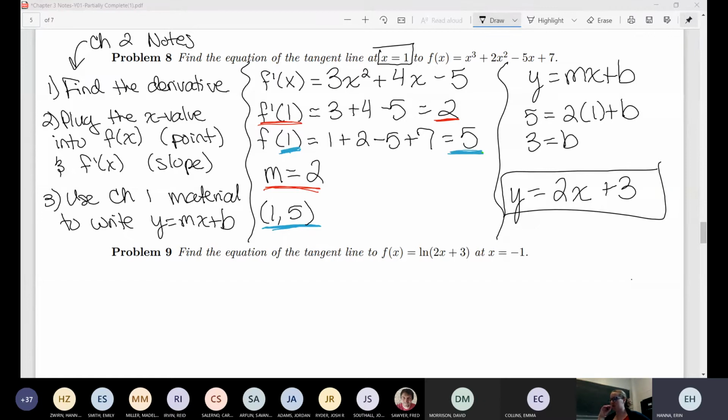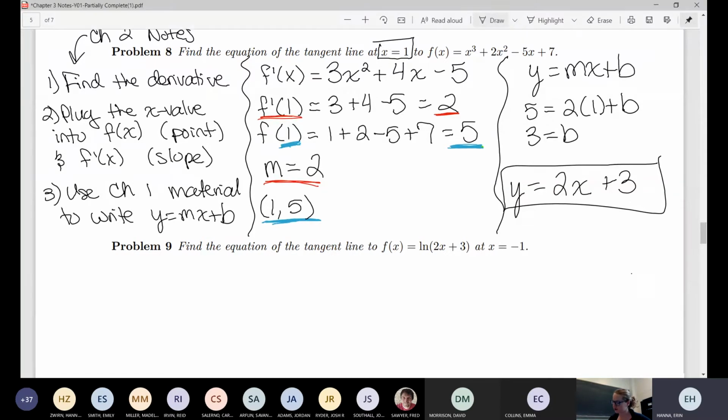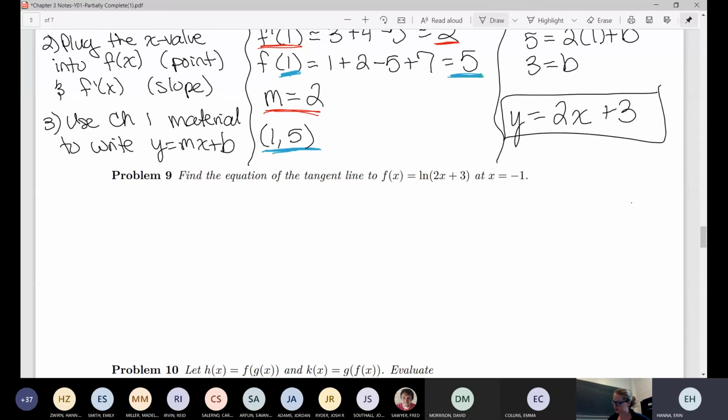The next one is pretty much the same. We just have a slightly more difficult derivative on our hands because it's going to be a chain rule. Same type of idea. So the first thing we need is to find the derivative. Since that 2x plus 3 is more complicated than just an x, we have a chain rule on our hands. So we have the natural log of something, so we always start with 1 over that inside something. But then we have to multiply by the derivative of the inside, which is 2x plus 3.